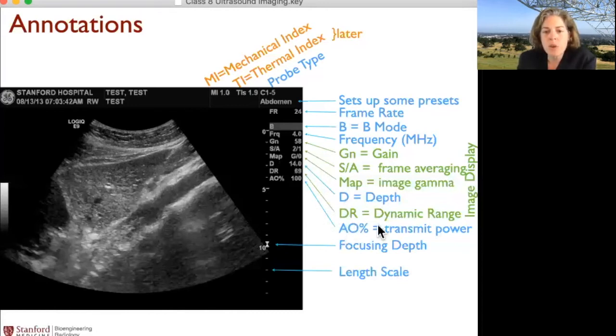Some other things here, transmit power. This right here is the focusing depth. There's a knob on the scanner that tells the computer where to focus. And remember, there's going to be some subaperture, and there's going to be some phases across the subaperture in order to set up the focal depth. So this is just an annotation saying where that was set up. This is just a length scale, these dots saying it's in centimeters. And then the green is things that are set up for the image display. We don't really have to get into those too much. So that's a typical image.